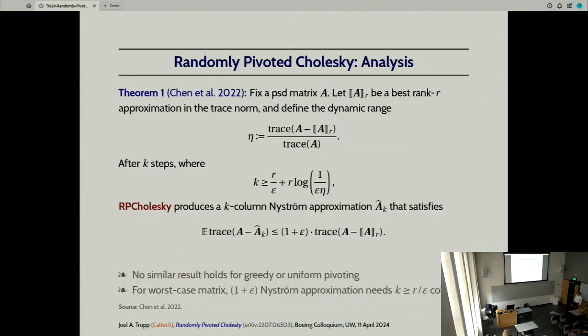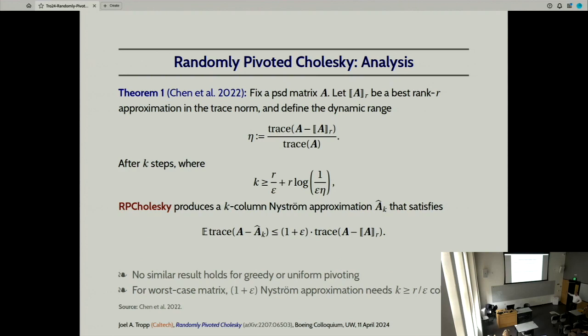And we can prove the following theorem, which turns out to be quite hard, but is ultimately based on this intuition. So the idea is that we'd like to compare the approximation that this random pivoting method produces after k steps with the optimal approximation of some form.